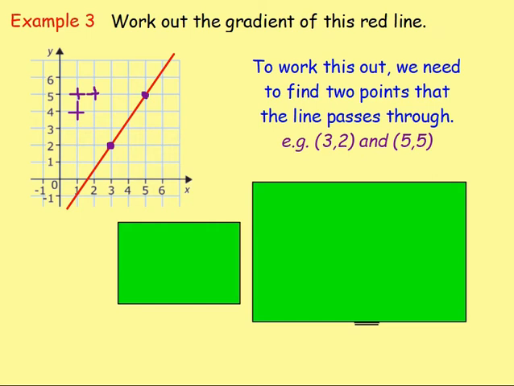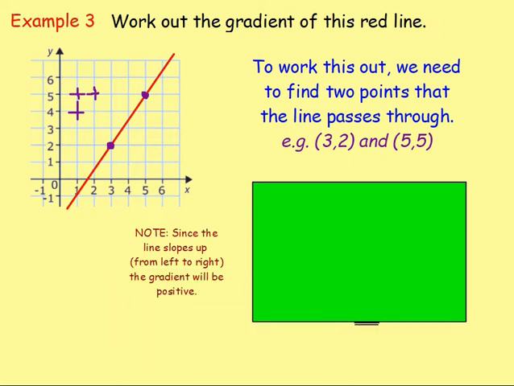First of all, when I'm looking at this, it's on a coordinate diagram, so I have to consider, is the gradient positive or is it negative? Ellie, what would you say about this one? Positive or negative? Positive. Why would you say it's positive? Because it's going up. Perfect. From left to right, the line is going up the way. And because it's going up, it's going to be a positive gradient.